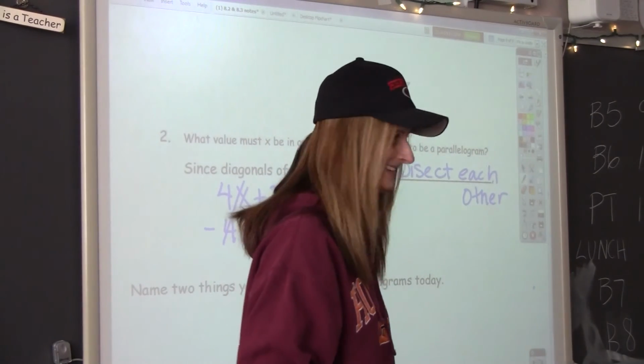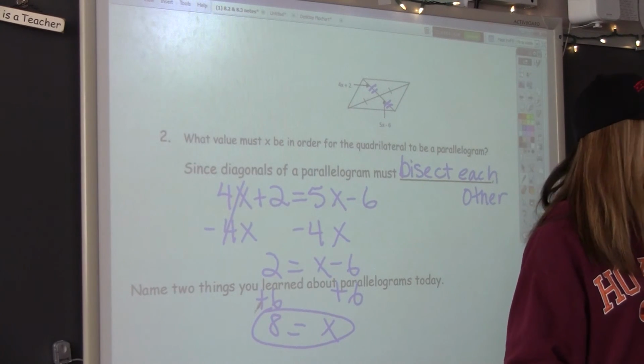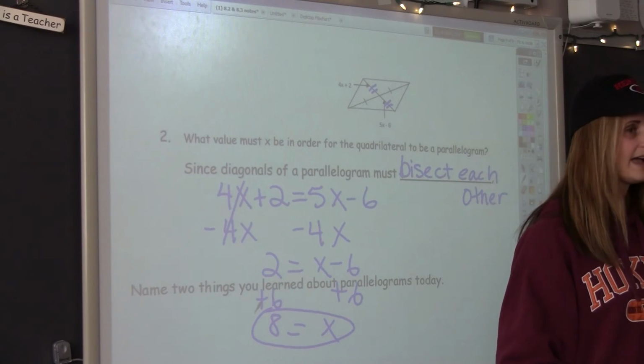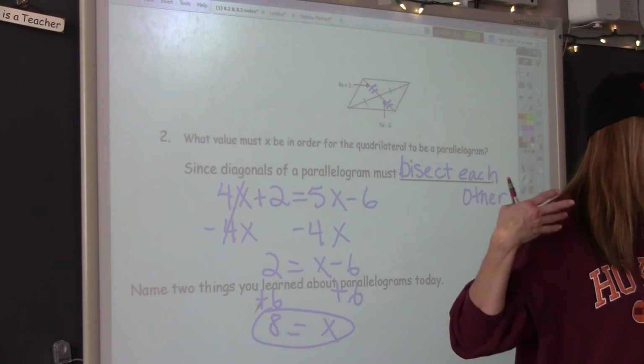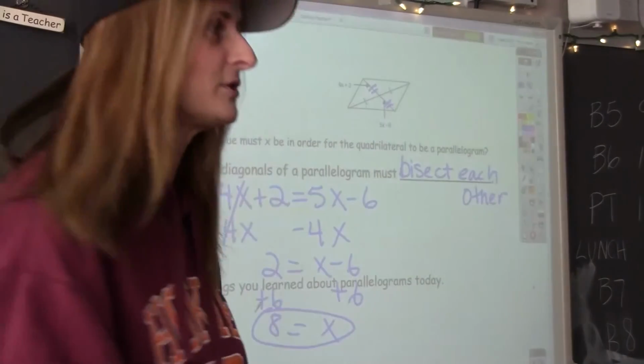What? Opposite angles are congruent. Nice. Thank you. One more. Diagonals bisect each other. Done. Right? We are done, right?